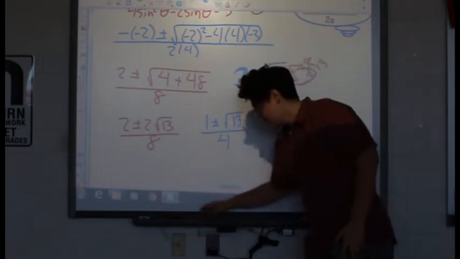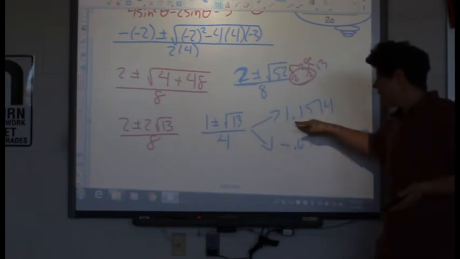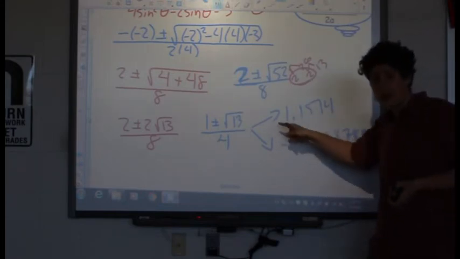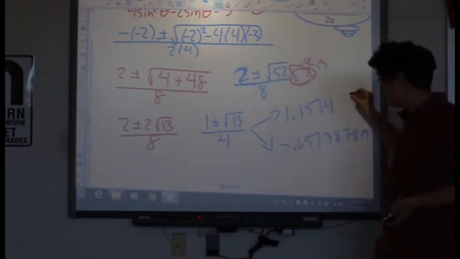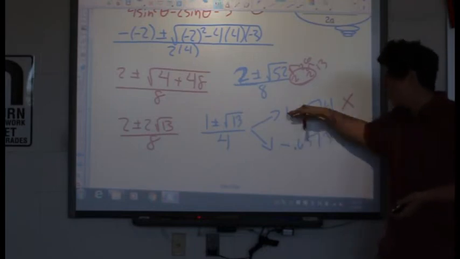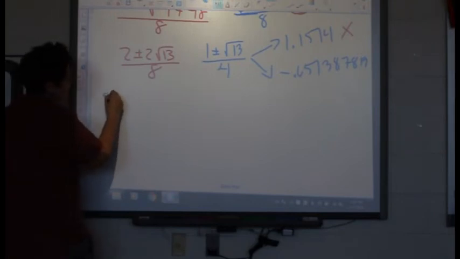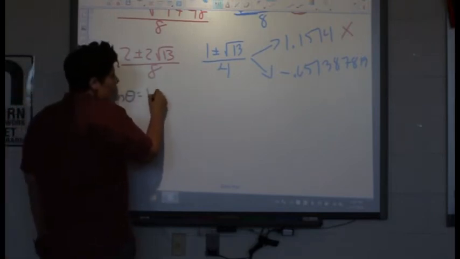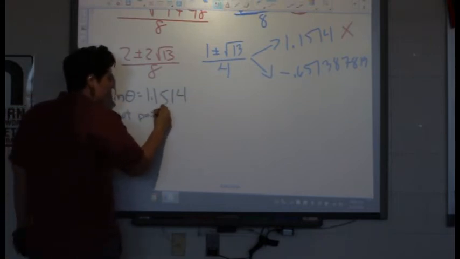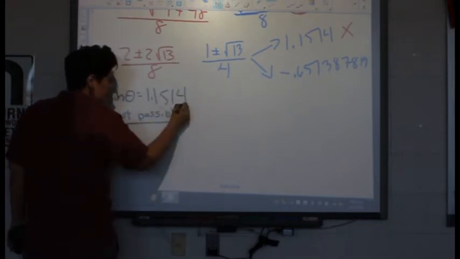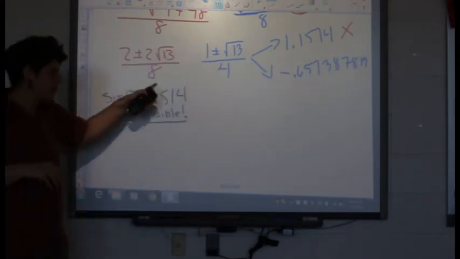Sorry about that. Before I even set these equal to sine, it should occur to me, is sine ever greater than 1? No, sine is never equal to a number greater than 1, which means this one is not going to give me an answer. I don't even have to worry about setting it up. If you want to, you're welcome to write sine of theta equals 1.1514 and then write not possible underneath. If that helps you to remember that it doesn't work, that's fine. If you can just look at it and know that it doesn't work, I don't have to see this on your paper. It's no big deal.